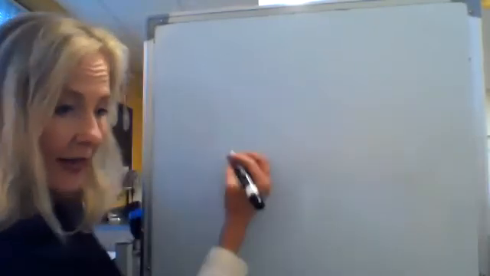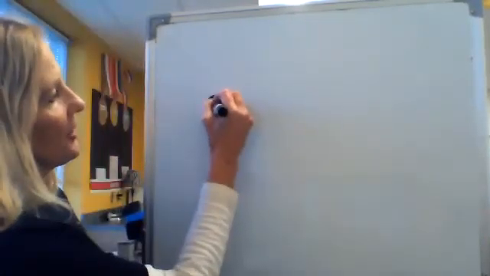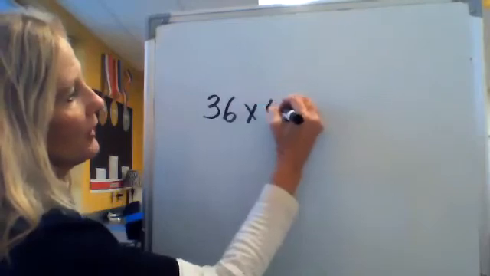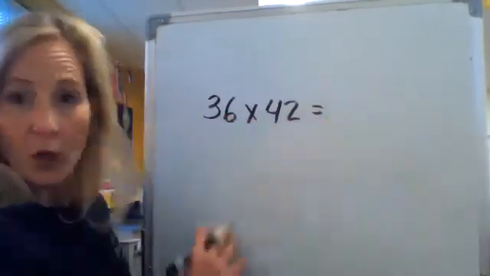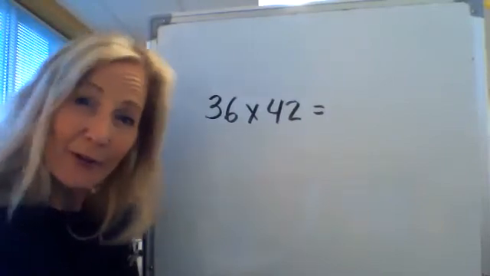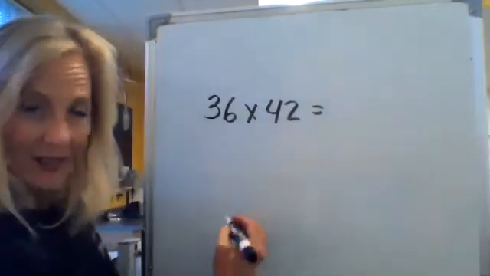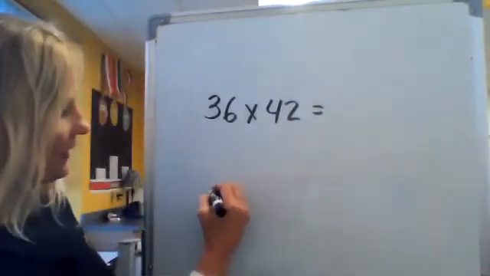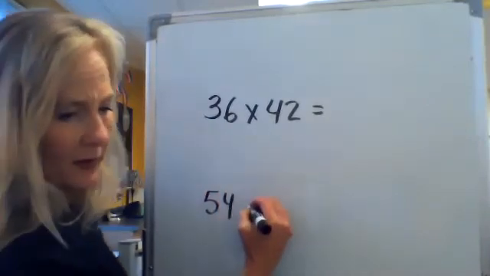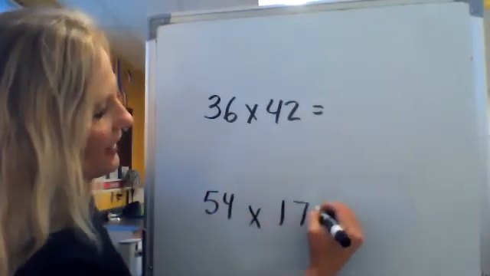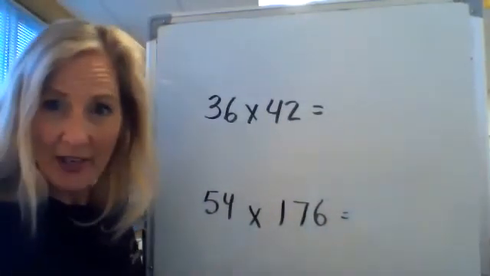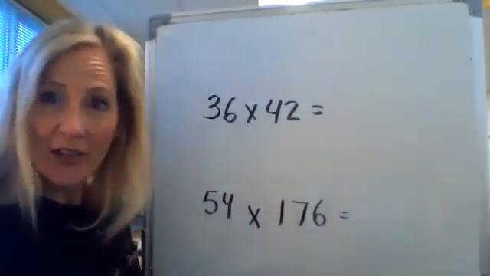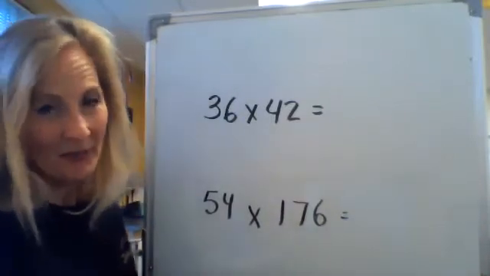So what I want you to do now is pause the video, try these 2. Let's say I want you to try 36 groups of 42. Try solving that and getting your product using the open area model for some review practice. And then the only other one I need you to do is 54 groups of 176. Okay, go ahead and stop the video, get your math journal out, solve these, and then turn it back on.